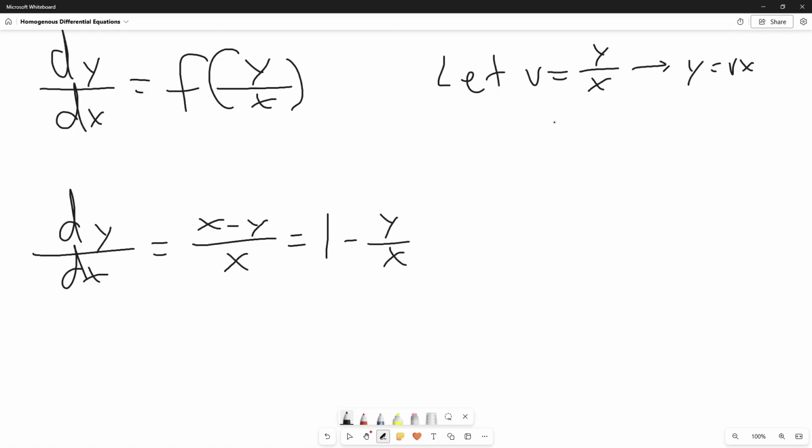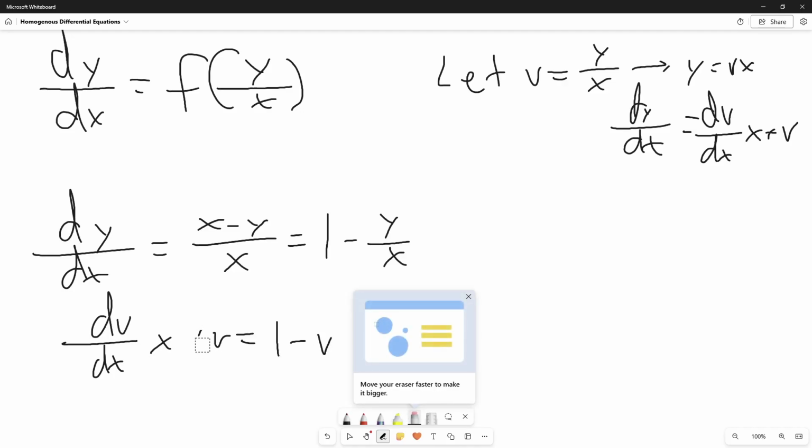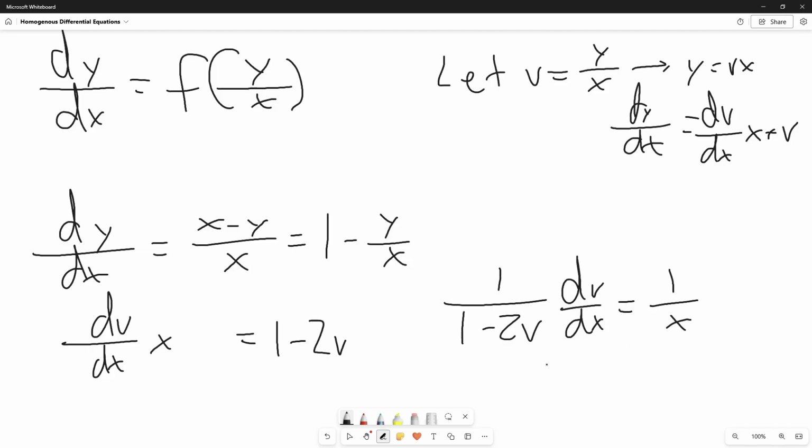So just take the derivative of both sides here. So dy over dx is equal to dv over dx times x plus v, just product rule. And so we get here that dv over dx times x plus v equals 1 minus v. And then here we can subtract v from both sides, so it becomes 1 minus 2v. And then this is a separable differential equation. So now we move the 1 minus 2v over to the dv over dx, and then the 1 over x over to the other side.